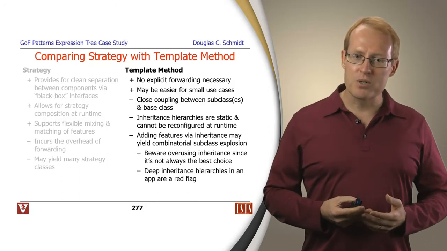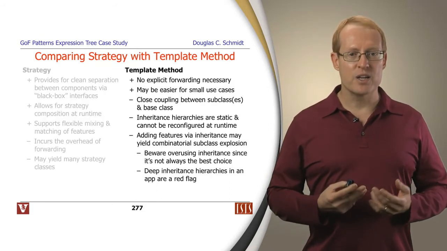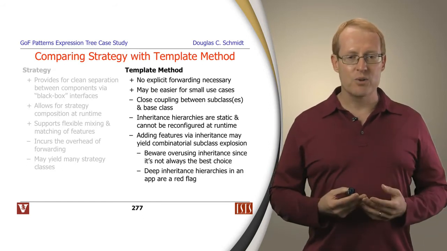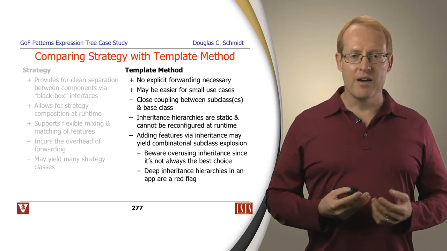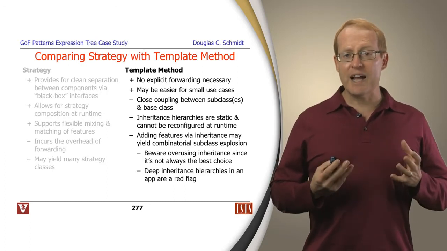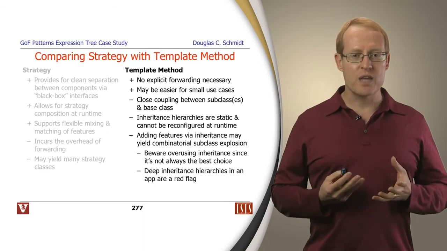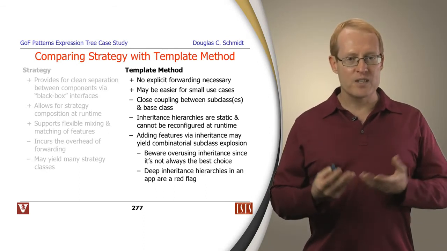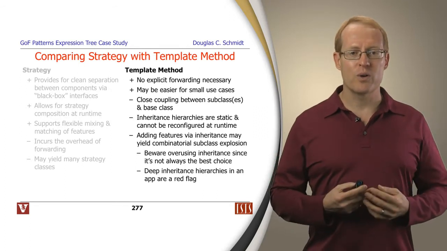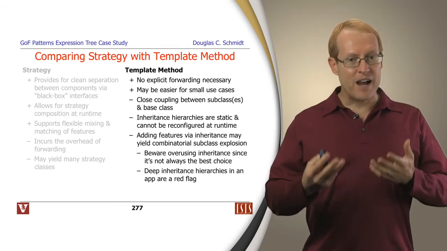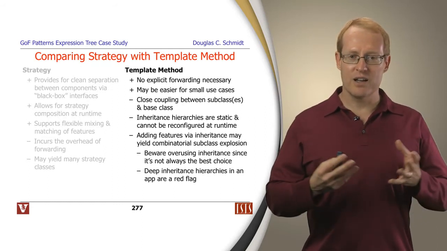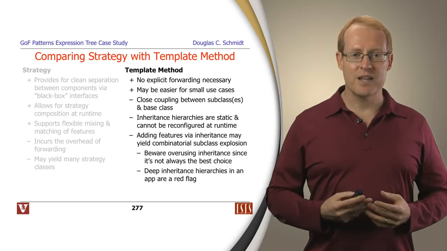Template method has some pros and cons as well related to strategy. No explicit forwarding is typically necessary. You're just going in directly through the dynamic binding part of the template method, the hook method that's being forwarded to. It can actually be a little bit easier to use for small use cases. If you just have one method or two methods that are hooks in your template method and they don't change a lot, it's not too hard to work with. In fact, you can think of factory method in some sense as being a bit like a template method in certain cases. It's just a very limited use of the template method.